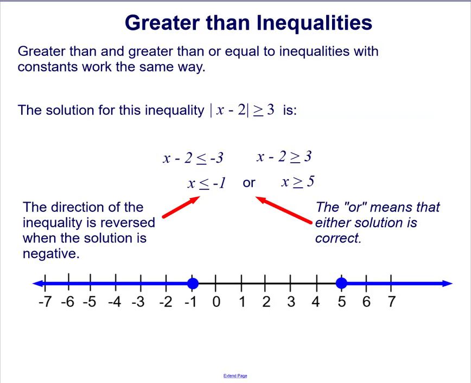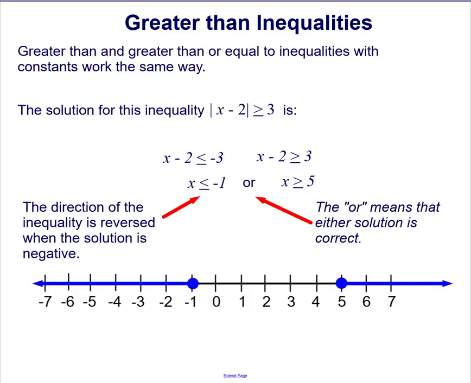Greater than or equal to inequalities with constants work the same way. The solution for this inequality, the absolute value of x minus 2 is greater than or equal to 3, would break down as the following. x minus 2 is less than or equal to -3, which results in a value of x less than or equal to -1. Notice the direction of the inequality is reversed when the solution is negative.